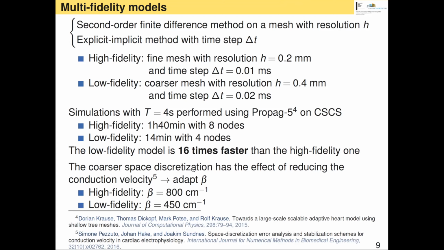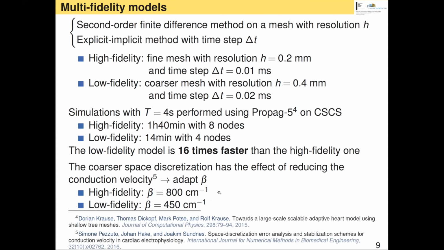I conclude with this slide with a remark. Since the coarser space discretization has the effect of reducing the conduction velocity, we have to adapt the surface to volume ratio beta in the low fidelity model. So for the high fidelity model, we have beta equal to 800 centimeters to the minus 1. And for the low fidelity model, we take beta equal to 450 centimeters to the minus 1.